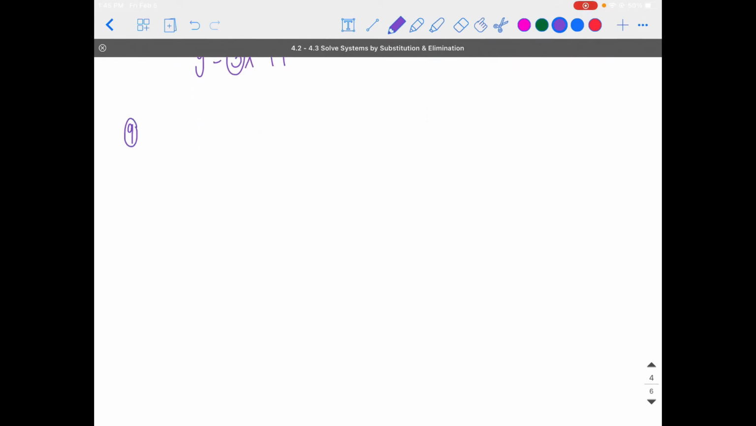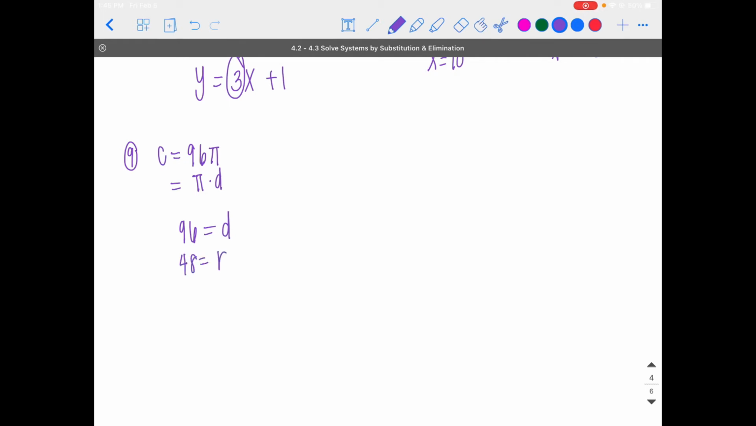Number 9. So it tells us that the circumference is 96 pi, and we know that circumference is pi times diameter. So that means that 96 is the diameter. We need half of that for the radius, so 48 is the radius.